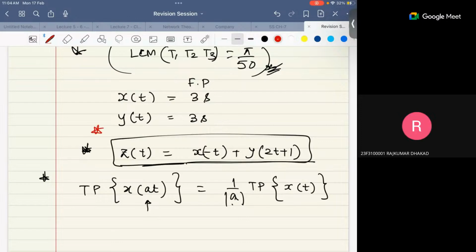1 by 1.5. What is the time period for this signal? What is the T1? T1 is 3 seconds. T2 is 1.5 seconds. Now you have to take the LCM of the time periods. If you take the LCM of 1.5 and 3, it will be 3, not 1.5. You are getting it, right? So this is 3 seconds.